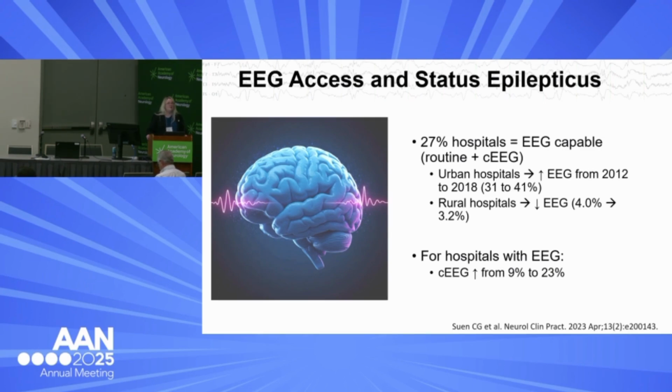This may be because our urban and our rural hospitals are competing for the same resources. They're competing for physicians, they're competing for technologists, they're competing for the money necessary to have machines and equipment available. It is also notable that for hospitals that do offer EEG services, the percentage that offer continuous EEG services has increased significantly. It has increased from 9% to about 23% currently.